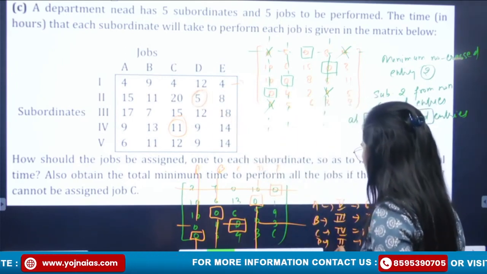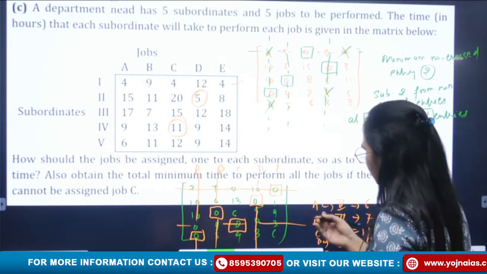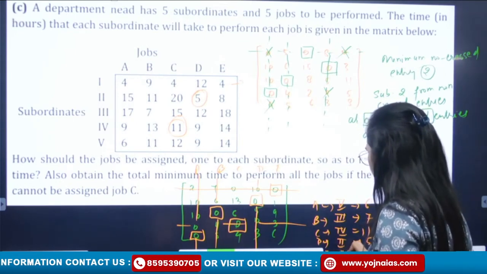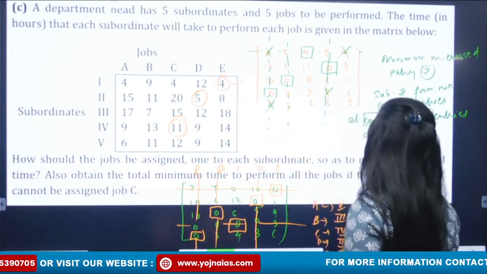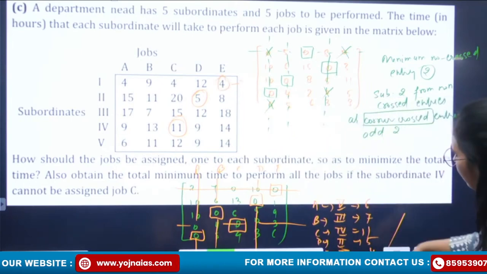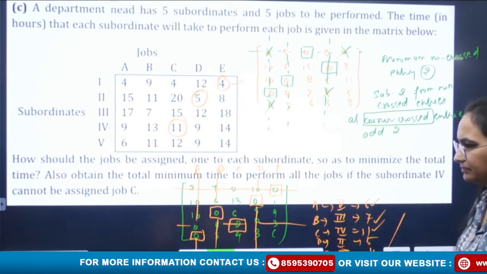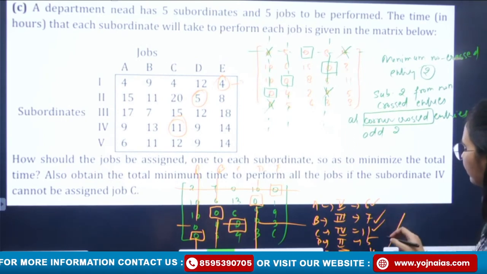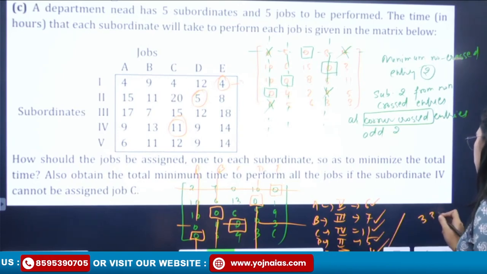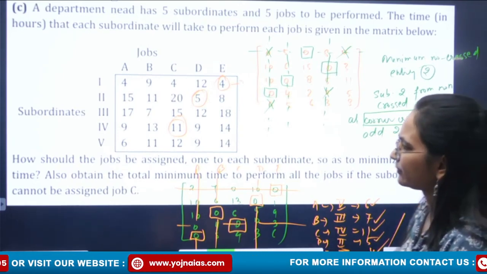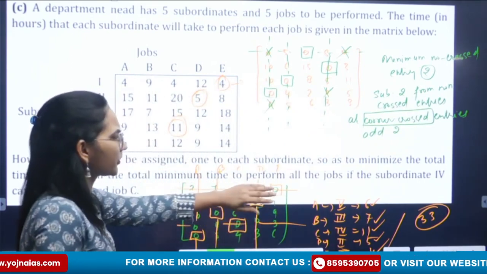And after that E is allocated. What is left? The 1st one. This is 1st, and this is 4. So the total minimum that we required is 6 and 7, 13, 13 and 11, 24, and 5 is 29, and 4, that is 33. 33 is the solution.